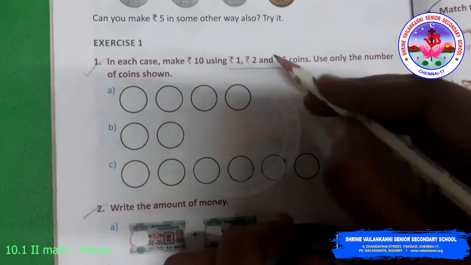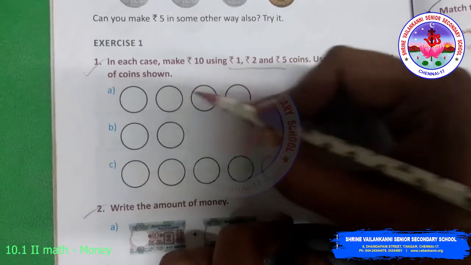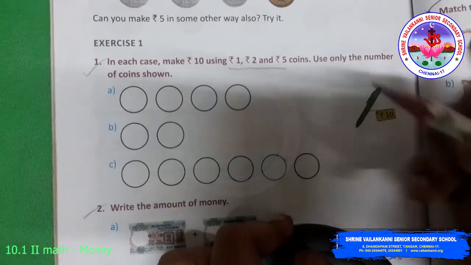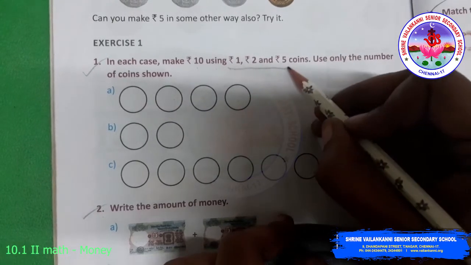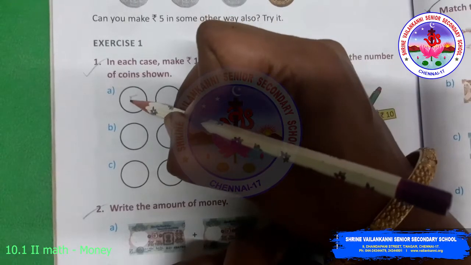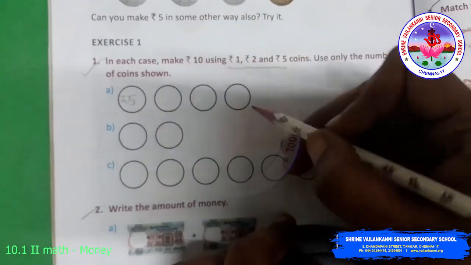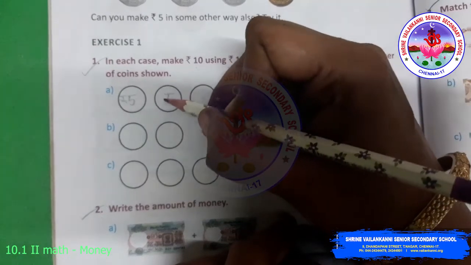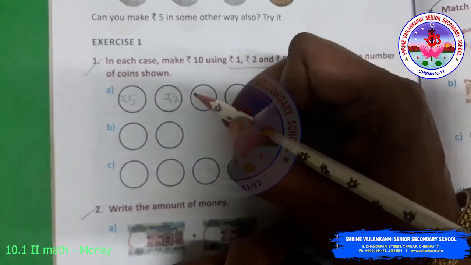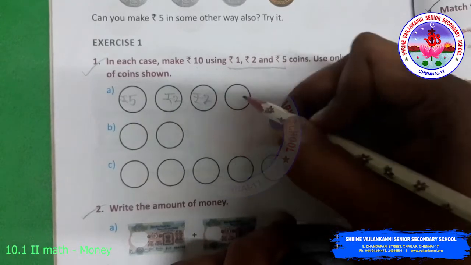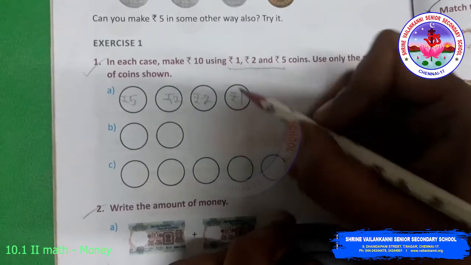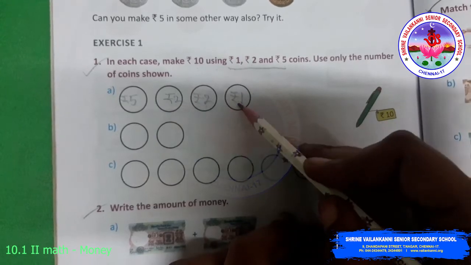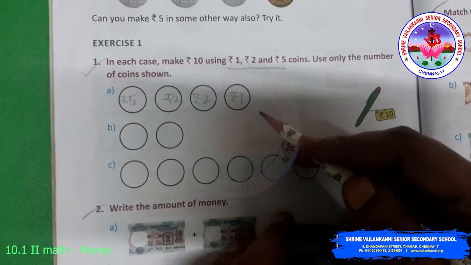Let's see. First, it should add up to make 10. So 1, 2, 3, 4 coins I can use. It should add up to 10. So I'll choose 5, rupee 5. I'll choose a 2, one more 2, and 1. So 5 plus 2 is 7, 7 plus 2 is 9, 9 plus 1 is 10. Like that you have to count.